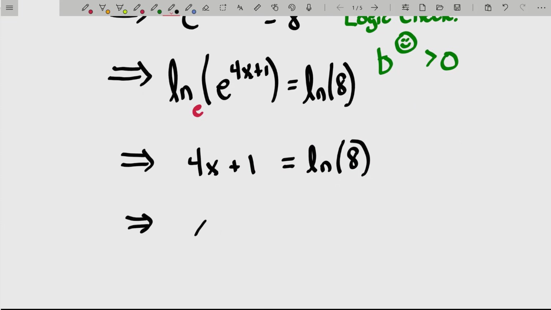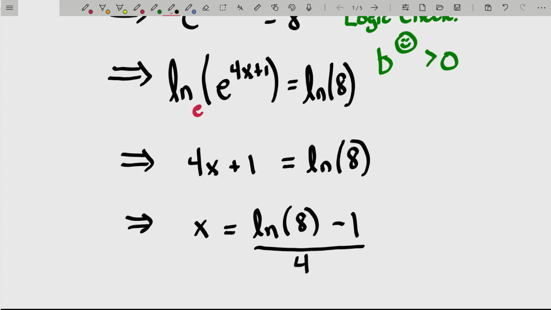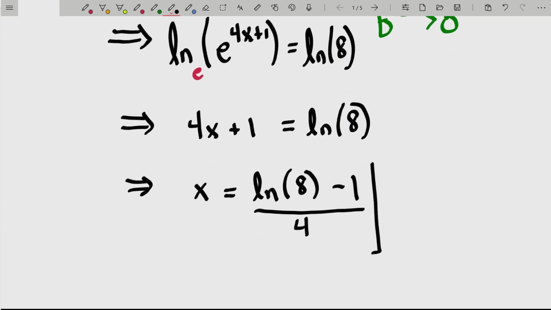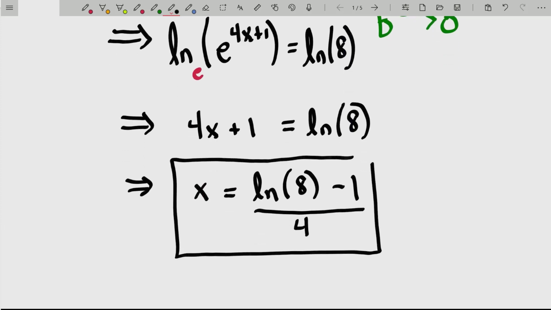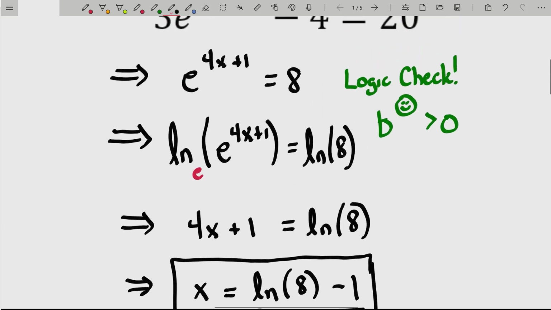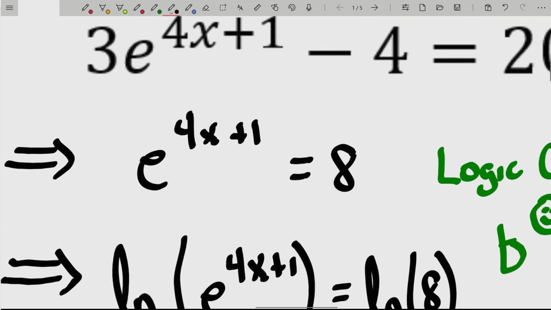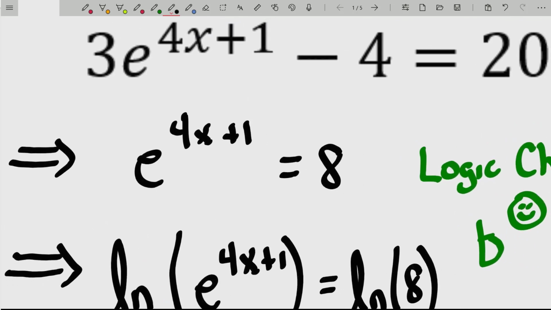Now, probably the most common mistake at this point is not following the order of operations, but I subtracted 1 from both sides and then divided both sides by 4. This is my final answer. You're more than welcome to check, but you actually don't have to as long as you did the logic check before, where you zoomed in on this and you said, exponential function equals positive number. That's correct. Then there's no real need to check your answer in the very end for these styles of equations.